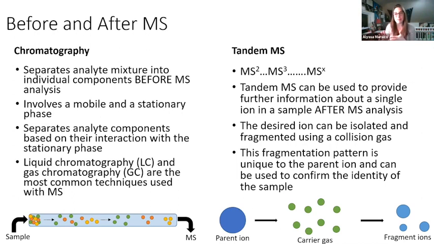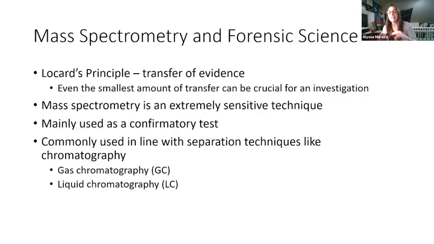Now that we understand how mass spec works, I want to talk about mass spec and forensic science. Again, mass spec is a very, very sensitive technique, and it identifies our sample. So it works really well with forensic science. We work with very small trace amounts of things. We do use separation techniques because, again, our samples are not pure in forensic science. So it works very well.